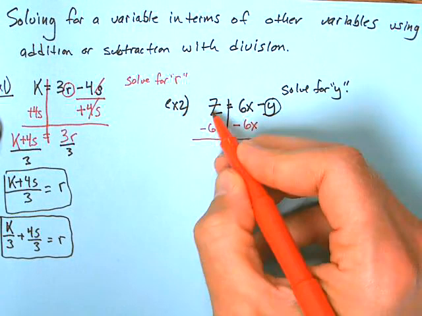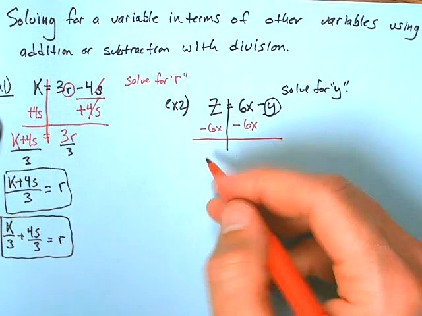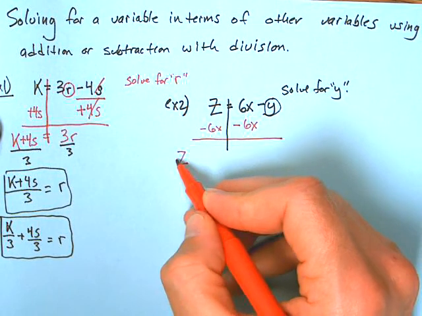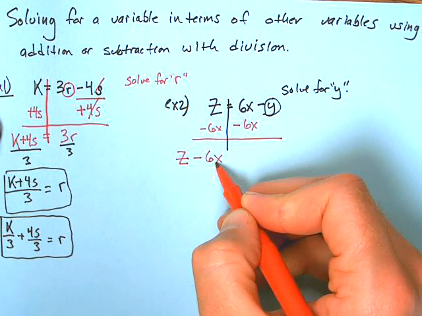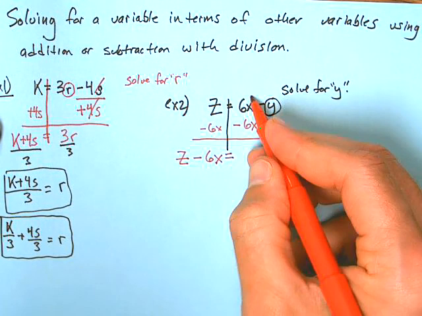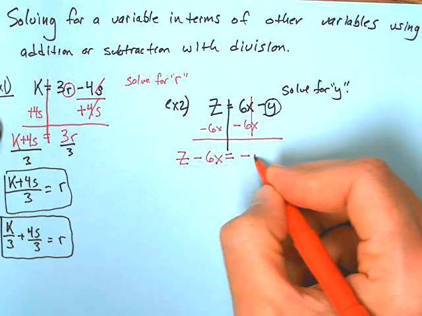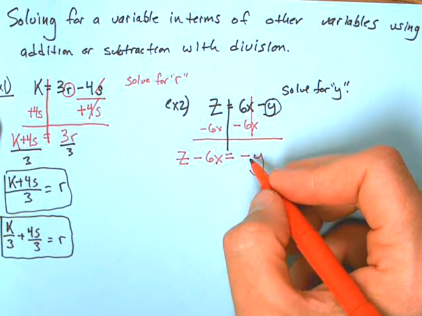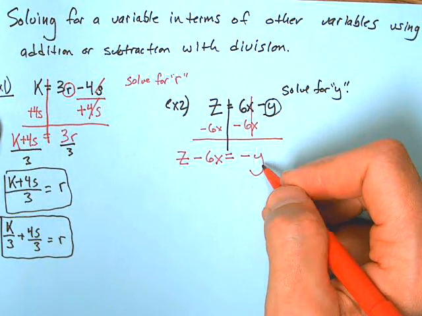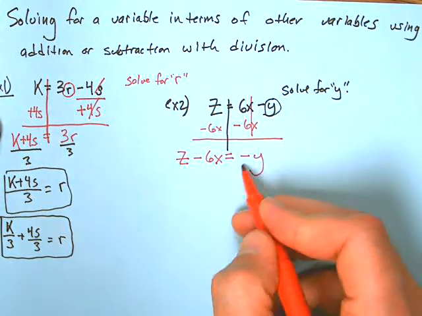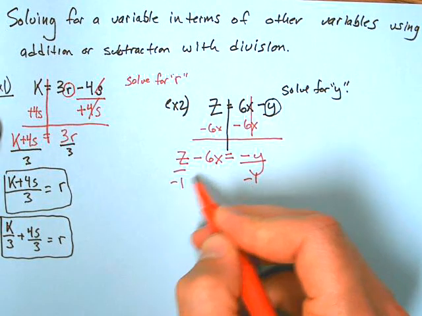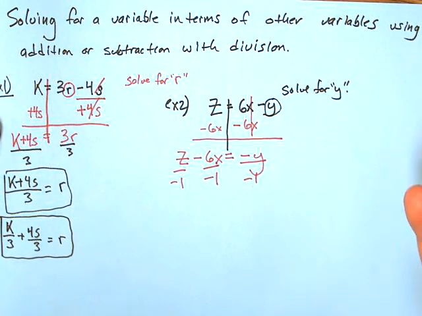Now, Z minus 6X, there is no magical way of subtracting that. We just have to write Z minus 6X. They're not like terms. Equals, these cancel out, negative Y. Now, we still have that negative there, and I don't want negative Y, I just want Y. So we're going to divide every single thing by a negative 1, which just switches the sign.